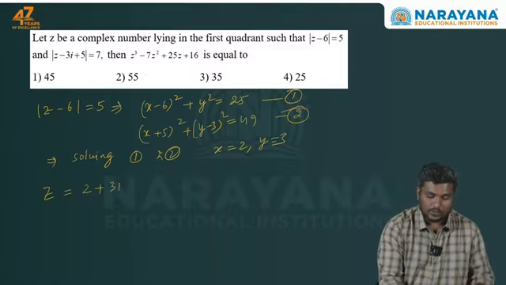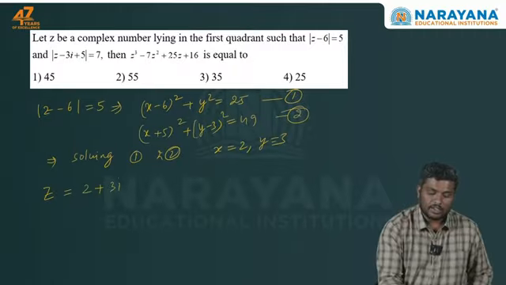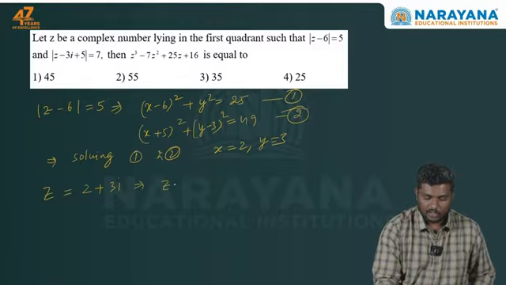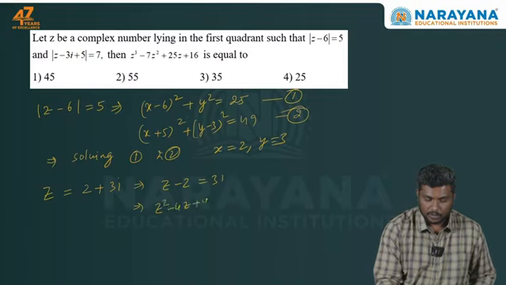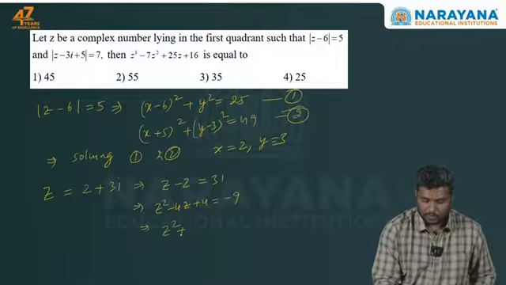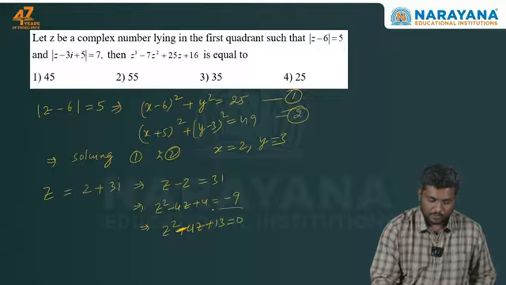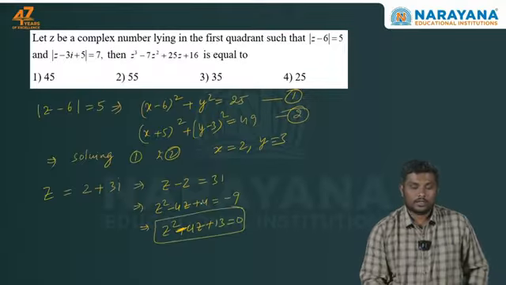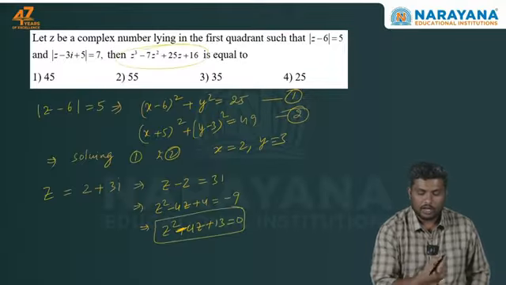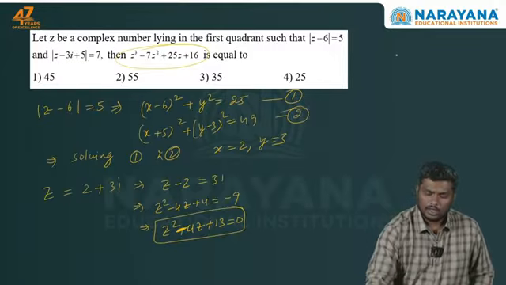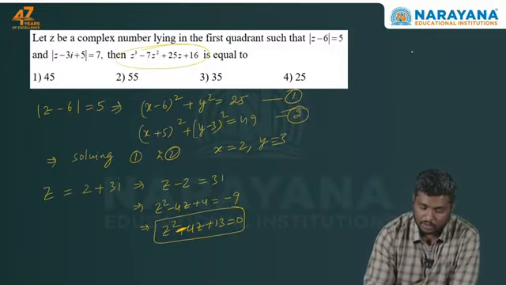What he is asking us to find is z cube minus 7z square, and so on. So first I will find the quadratic for z equal to 2 plus 3i. So this will be z square minus 4z plus 4 is equal to minus 9. So z square minus 4z plus 13 equal to 0. So this is the quadratic. Now we need to find this particular value. You can use division and you can easily find this value.